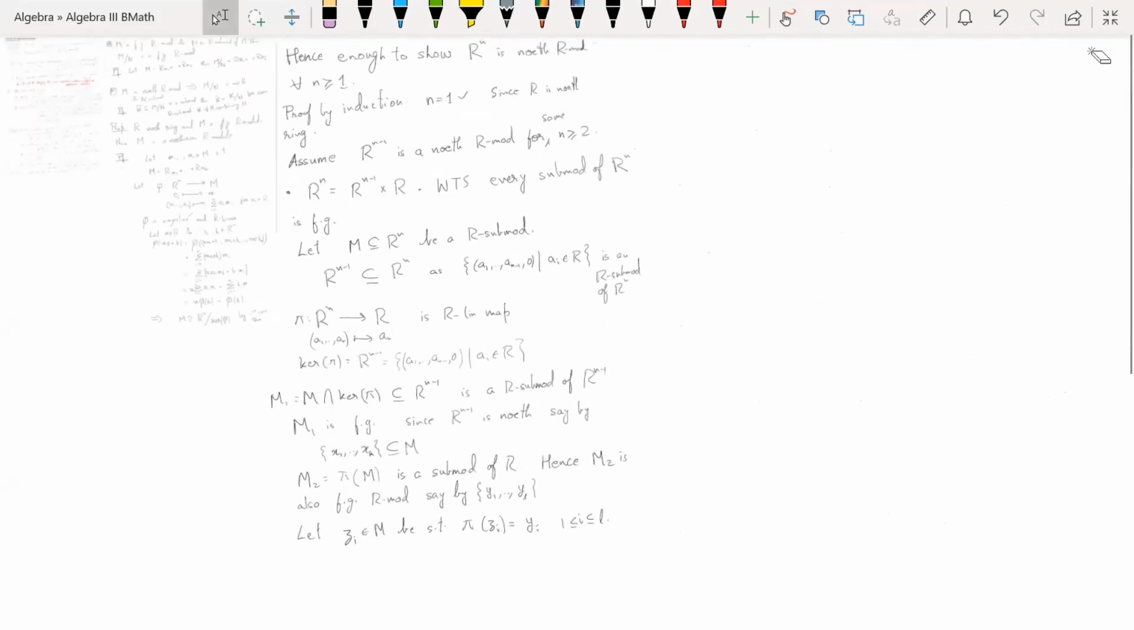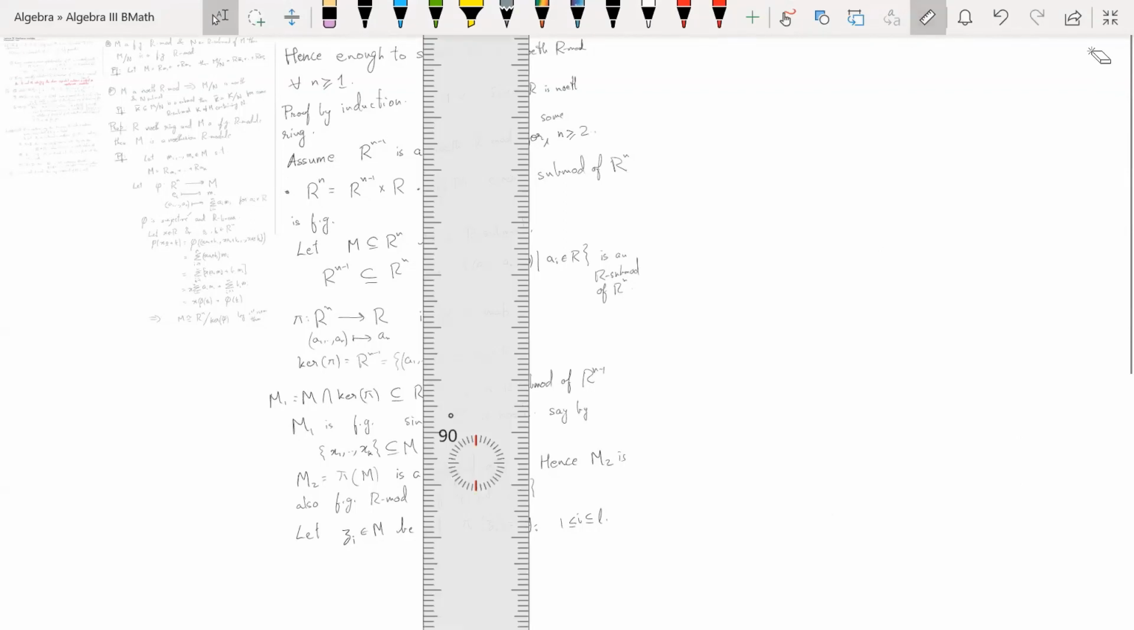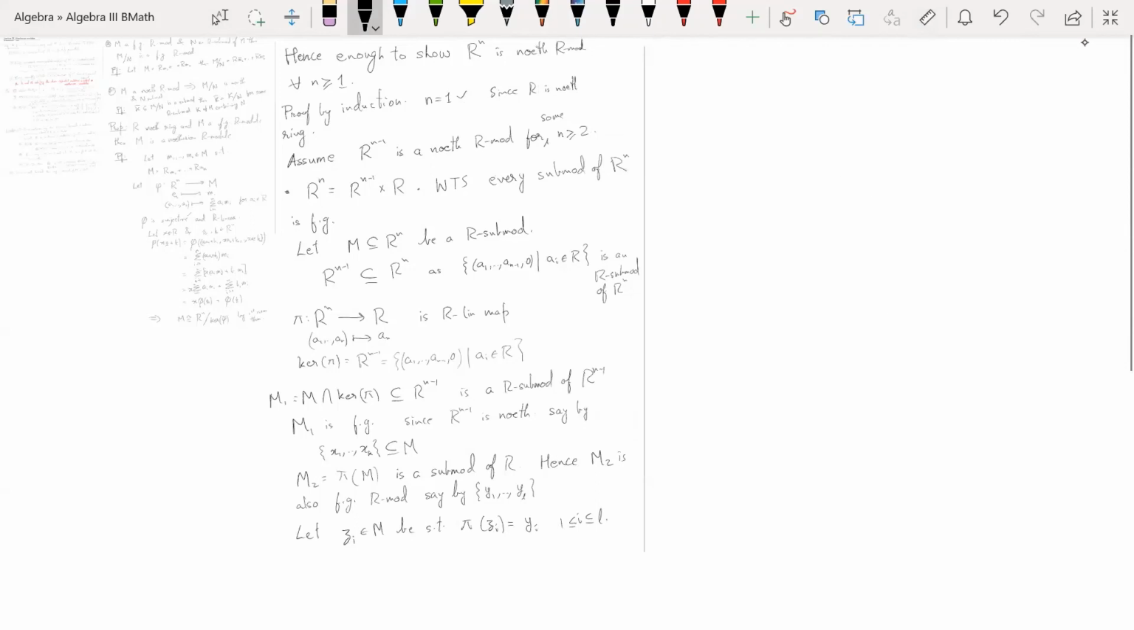So the claim is x1 to xk, z1 to zl generate.